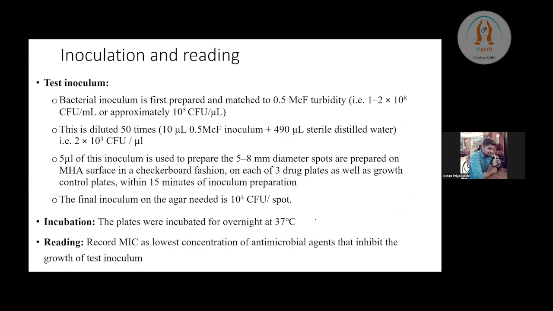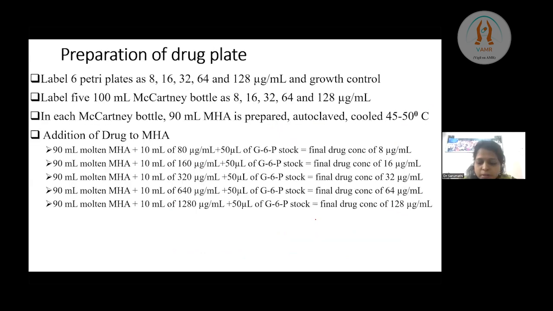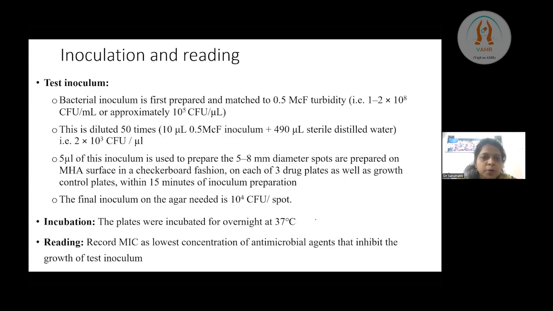Okay, sir. Now we have the drug plates. So we have the isolates now. As per the inclusion criteria, Enterobacterales from all specimens we are going to include. So, how to prepare the test inoculum.